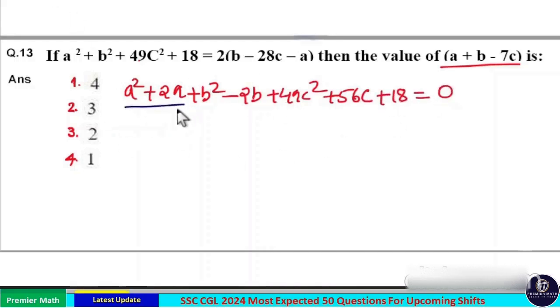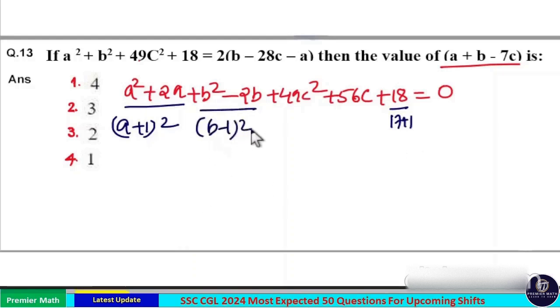Now A square plus 2A, I can write it as A plus 1 whole square. A plus 1 whole square is A square plus 2A plus 1. So I'll write 18 as 17 plus 1. Now B square minus 2B, I can write it as B minus 1 whole square. That is, B minus 1 the whole square is B square minus 2B plus 1. So 17, I can write it as 16 plus 1.